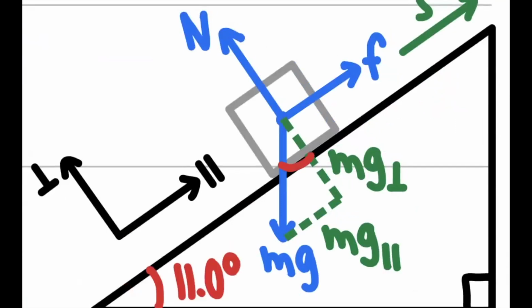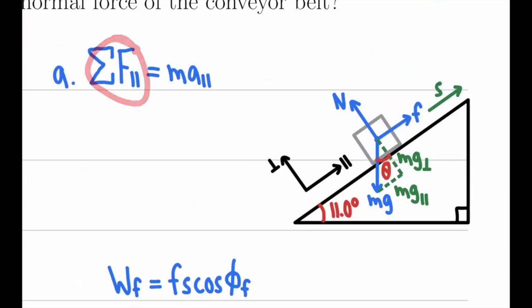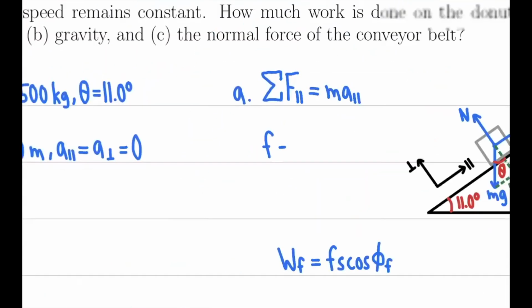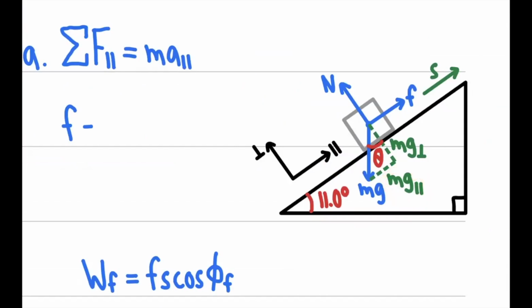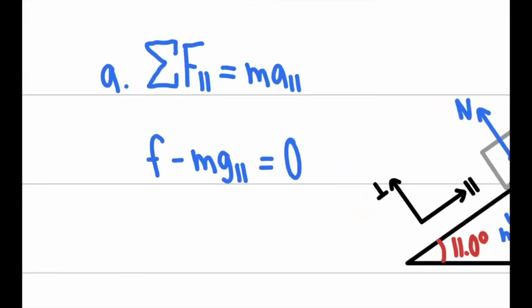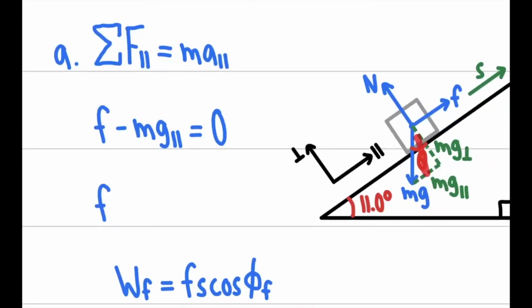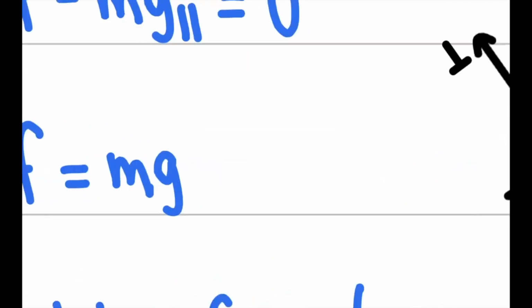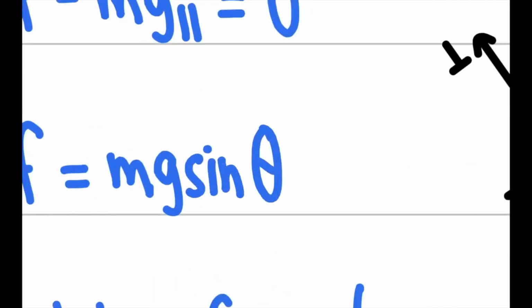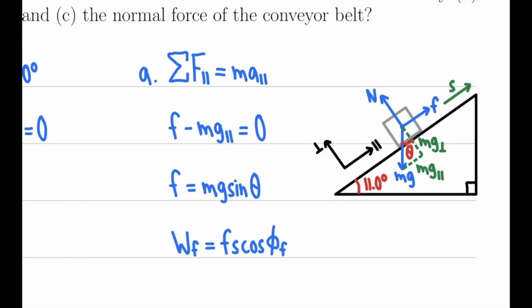So basically this is going to be theta. This is the 11 degrees. The net force in the parallel direction is going to be F minus mg in the parallel direction. And this equals 0 since there's no acceleration. You can add mg parallel to both sides, and since it's opposite the angle theta, we know that mg parallel is mg sine theta because sine makes it slide. All right, so now we know what F is because we have the mass, we know g, and we know theta.